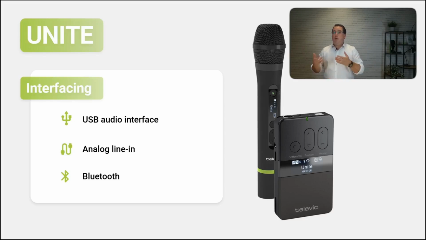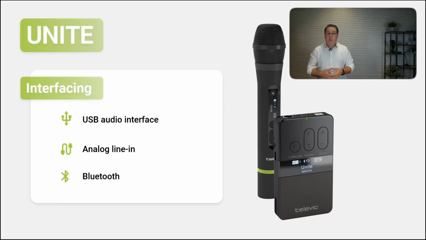And for this, you can not only use USB as the bidirectional interface, you can also have the single direction interface using analog line in. So if you have an external audio source which uses analog, you simply have the line in and you can feed the audio to the system and then distribute that to everybody listening in to your presentation.